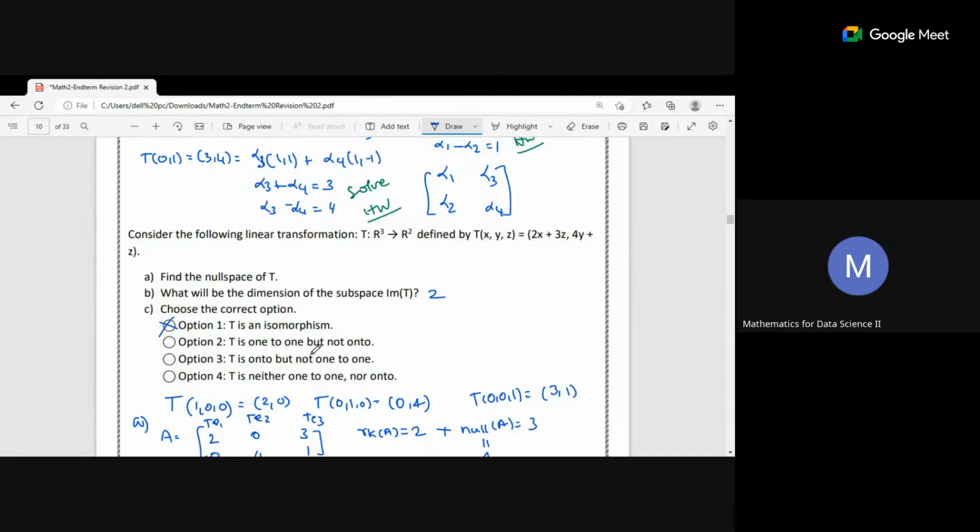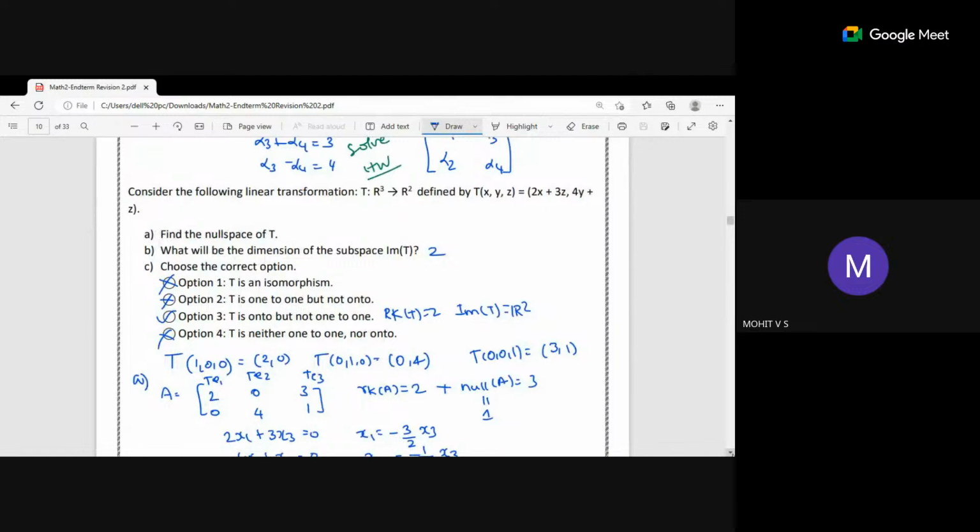Is T 1 to 1? No. It is not 1 to 1. Is T onto? Yes, ma'am, it is onto. Yes. It is onto, right? So here you see that rank is 2. So you see that image of T is equal to your codomain. So T is onto. This is incorrect. Is this problem clear for everyone?